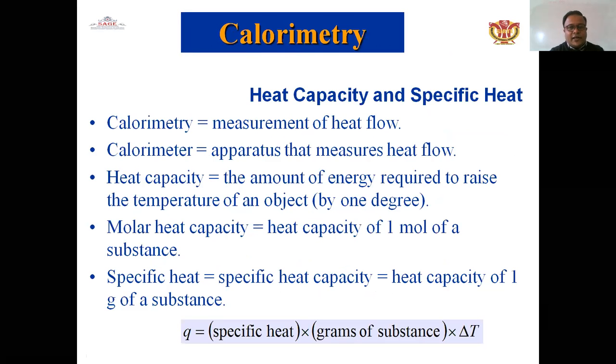Calorimetry: the heat capacity and specific heat can be measured by calorimetry, the measurement of heat flow. The heat capacity is the amount of energy required to raise the temperature of an object by 1 degree. Molar heat capacity is the heat capacity of 1 mole of a substance. Specific heat capacity is the heat capacity of 1 gram of substance, and small q equals the specific heat times the mass in grams times delta T.